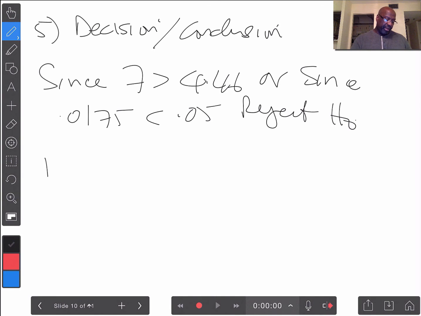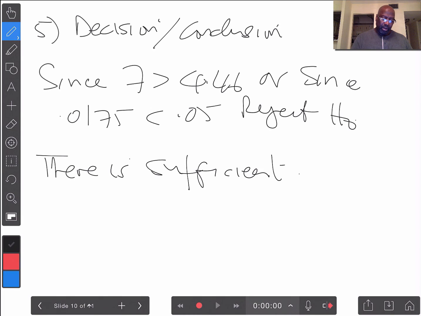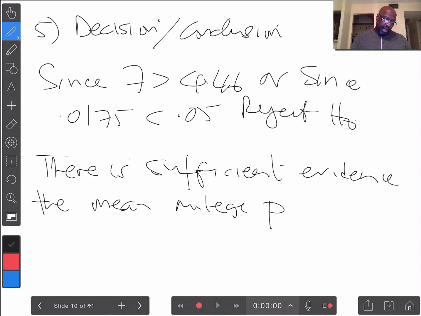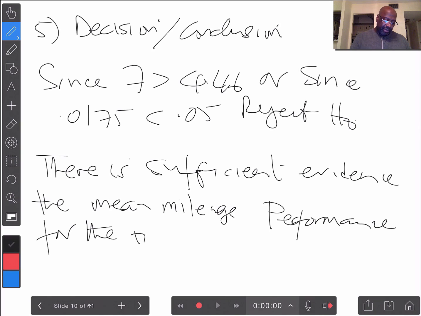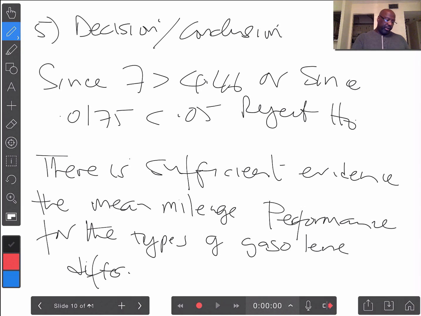What do we conclude? There is sufficient evidence that the mean mileage performance for the types of gasoline differ. Okay? It differs.